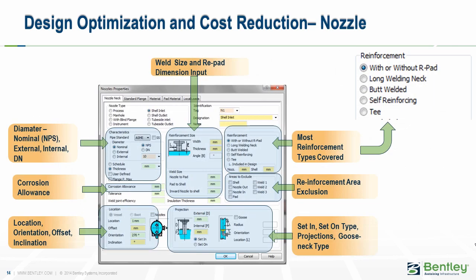In this section, we would get into more details of the nozzle design optimization and associated cost reduction. Shown here is the dialog box for the nozzle design. The nozzle size can be defined in terms of nominal pipe size, DN, internal or external diameter. Options to input reinforcement size and most reinforcement types, including long weld neck, self-reinforced, butt welded, are available. For a conservative design, the user may limit length of nozzle or shell or exclude areas on the pad, nozzle, weld, or shell in the design calculations. Location, orientation, offset, and inclinations are entered in the locations field. Set-in, set-on type with specified nozzle projections and gooseneck type nozzle can be designed as well.